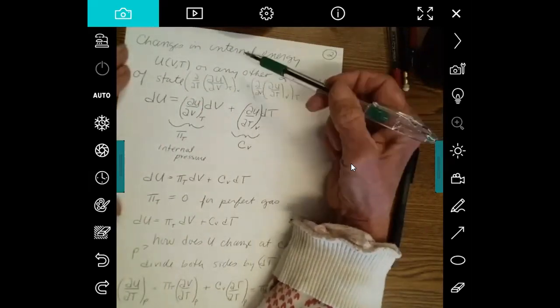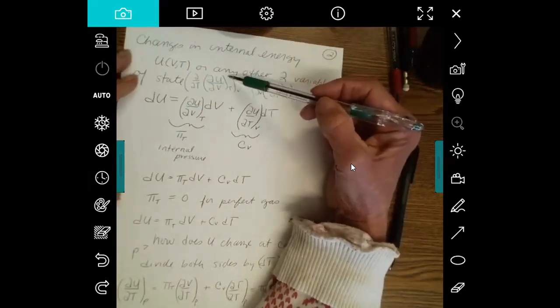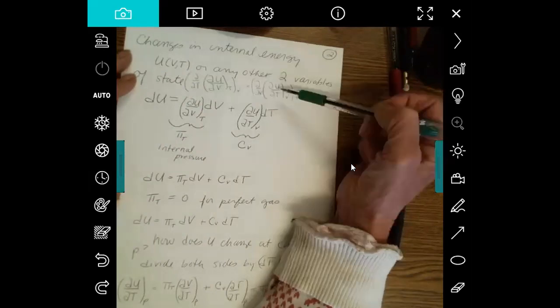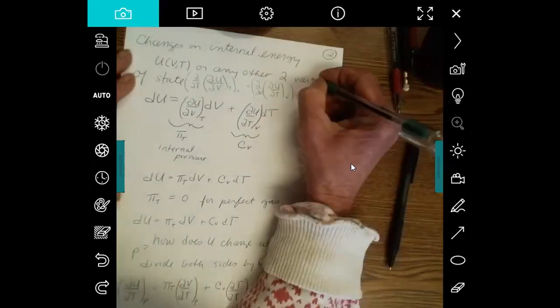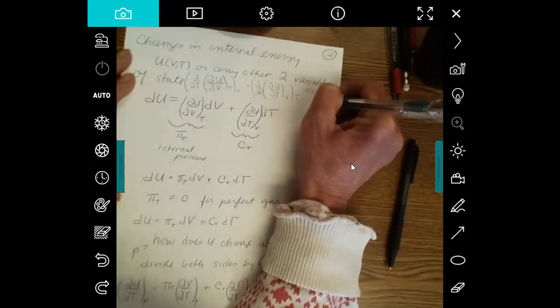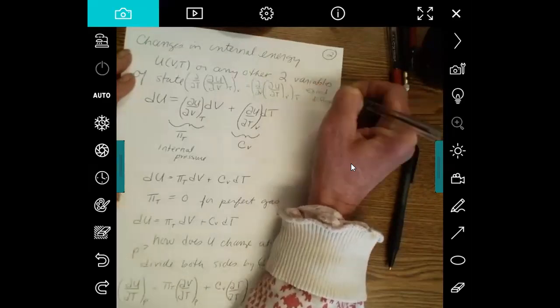And on the left-hand side, I'm saying I take a different path. I change volume first, and then I change temperature. If these two are equal, it means it's an exact differential. And it has to be true that if it's a state function, it will have an exact differential.